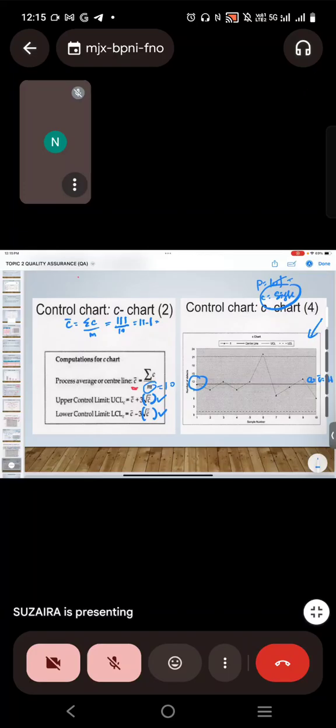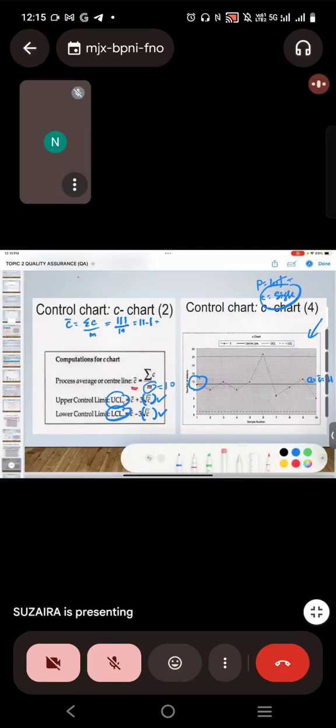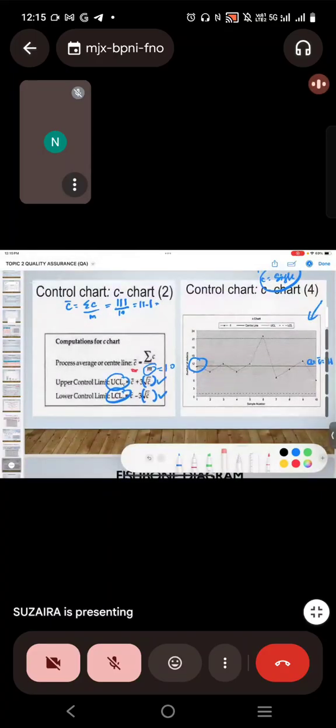I'll give you 2 minutes, 3 minutes to calculate the UCL and also the LCL, and then you can write it down in the chat box. So calculate the UCL and also the LCL.